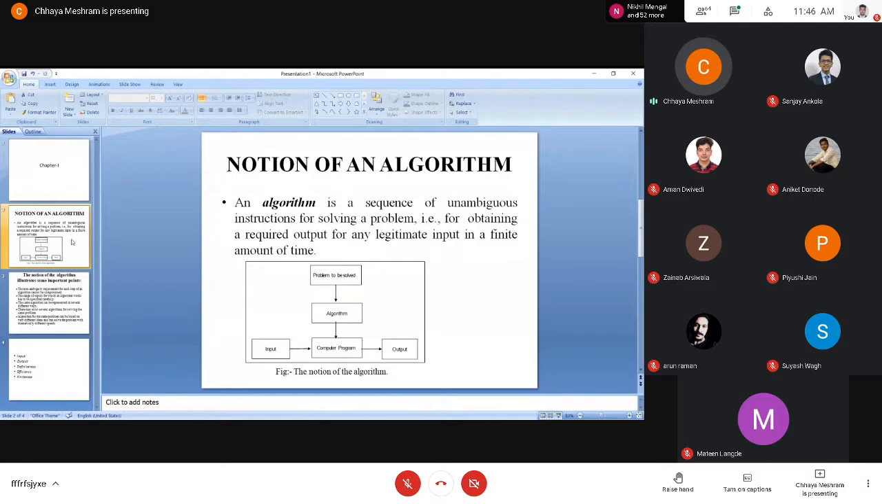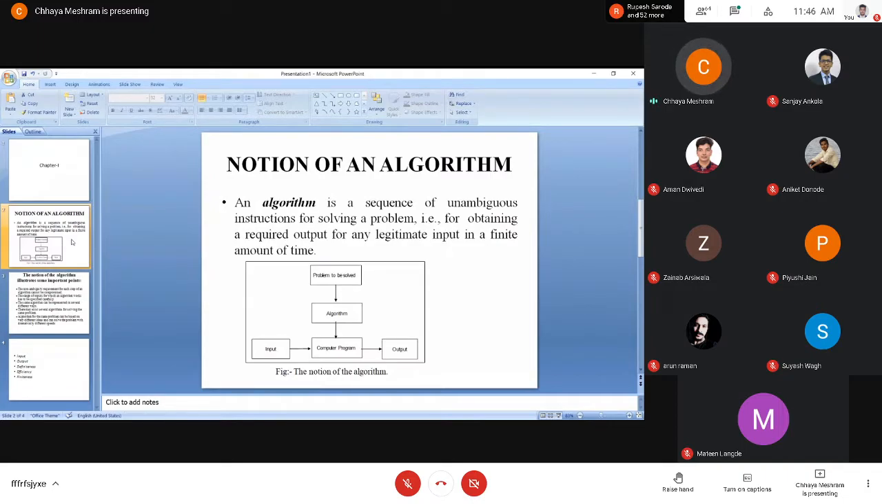After converting that problem into a mathematical formulation, we will write some set of instructions which, by following them, the problem can be solved. That set of instructions is nothing but an algorithm.